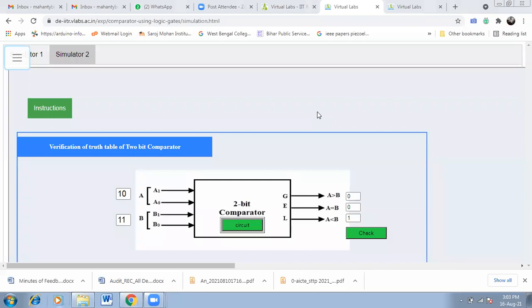Sir, what is the sequence of the lab experiment?